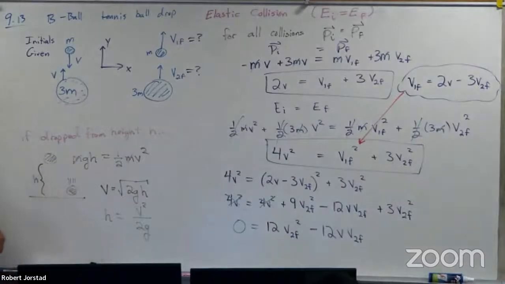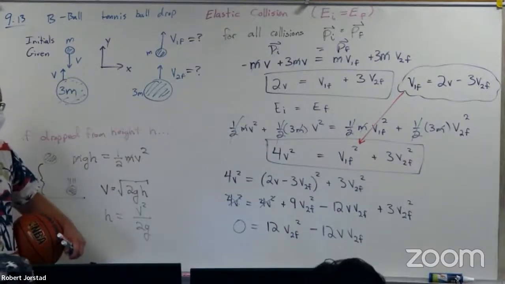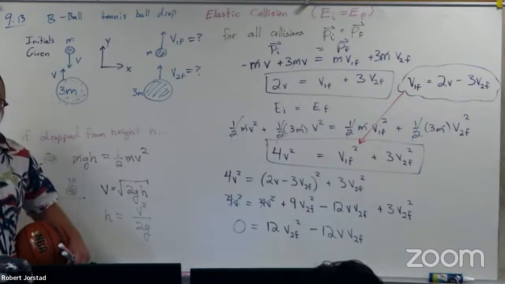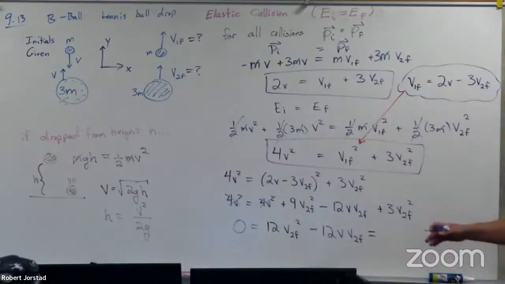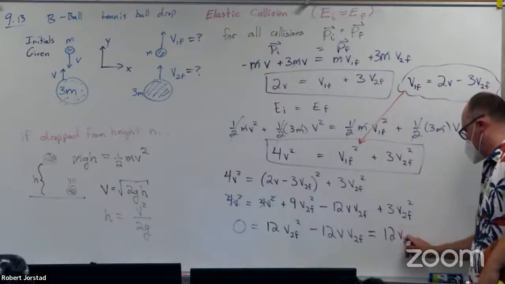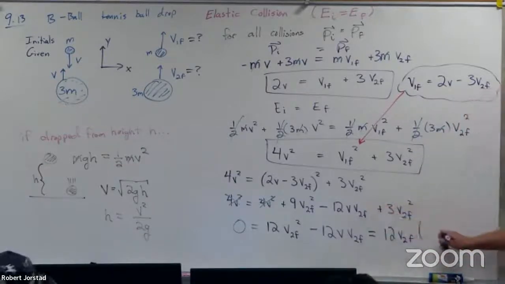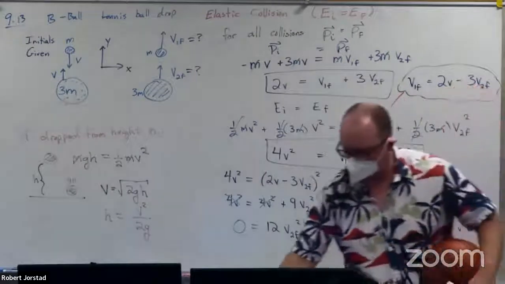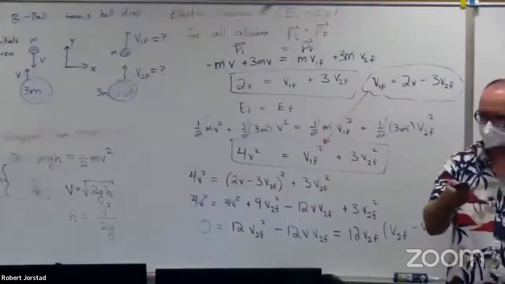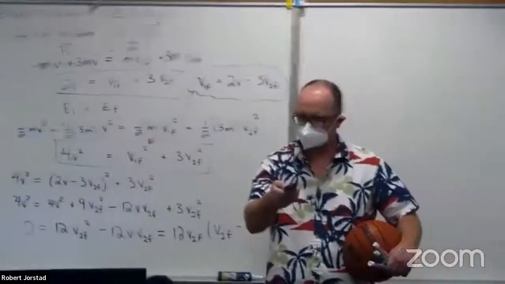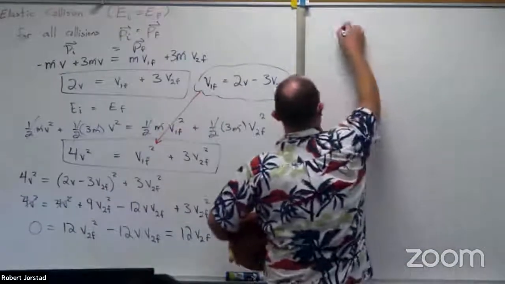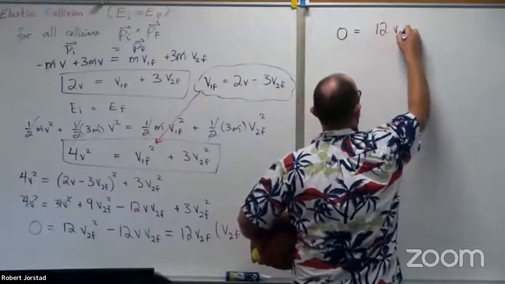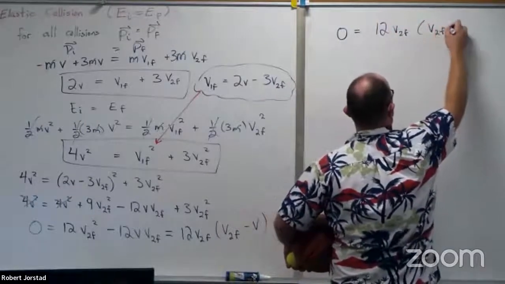What algebra technique might we do next? Yeah, factor or whatever you want to call it, distribute. Remember that trick I said was going to come up in one problem this chapter? And I said, in fact, this is that problem. That's what we get. And now just so that the algebra is on one page, I'm going to bring that up here. We say that 0 is equal to 12 V2 final times V2 final minus V.